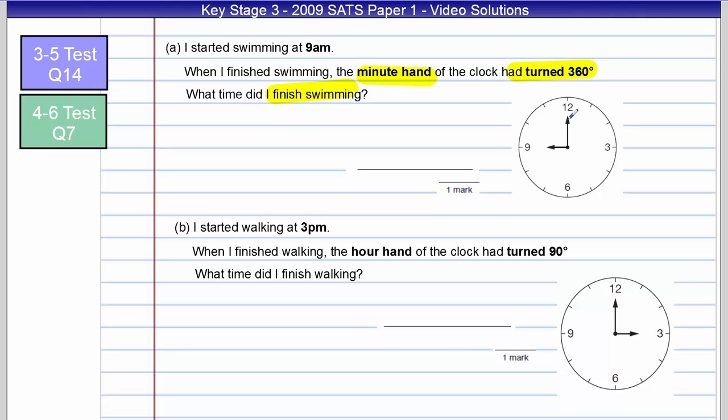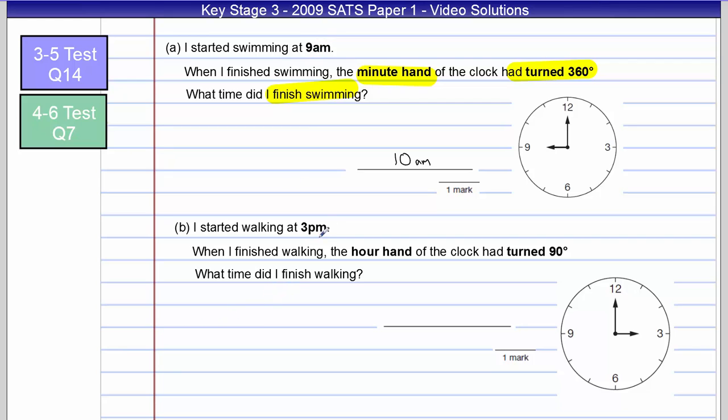Well, if we imagine that the minute hand goes all the way around 360 degrees, that's going to have moved it 60 minutes along, and the hour hand in that time will move around one space, so that would become 10 AM. Remember, it must be AM because it's 9 AM up here, look.